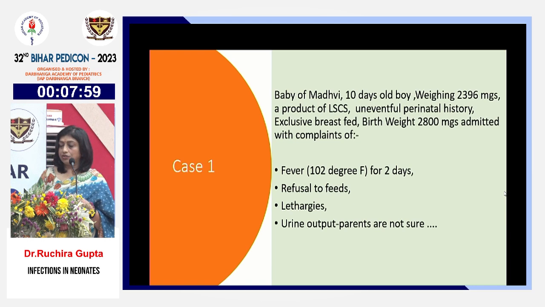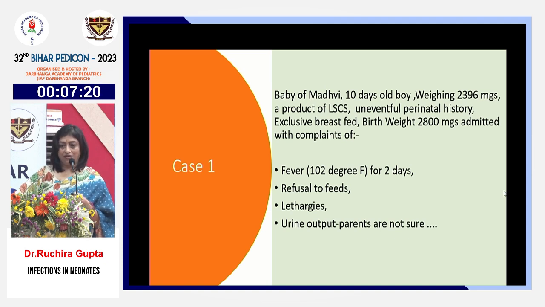Moving on to case scenarios, these are just to highlight the sepsis mimics which we see day and night. A 10-day-old baby boy weighing 2,396 grams, a product of cesarean section, uneventful perinatal history, exclusively breastfed, birth weight 2,800 grams, admitted with a complaint of fever for 2 days, refusal to feed, lethargy, and the parents were not sure about urine output.